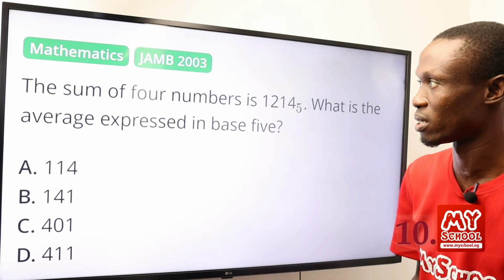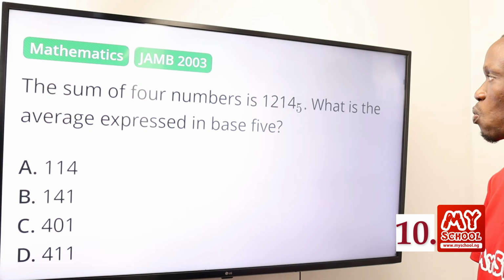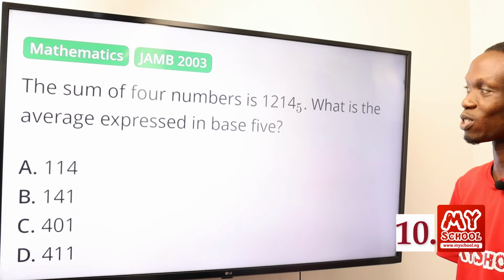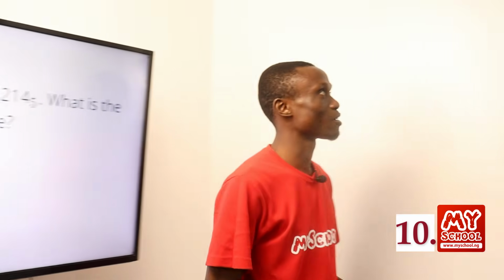Moving on to question 10. The sum of 4 numbers is 1214 in base 5. What is the average expressed in base 5? So let's move over to the board to provide the answer to this question.